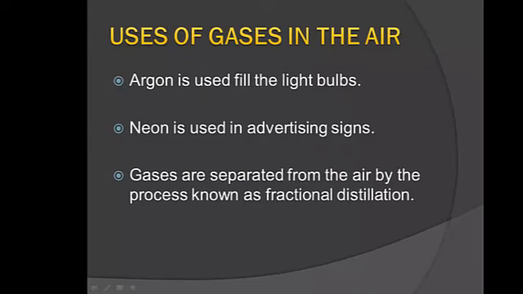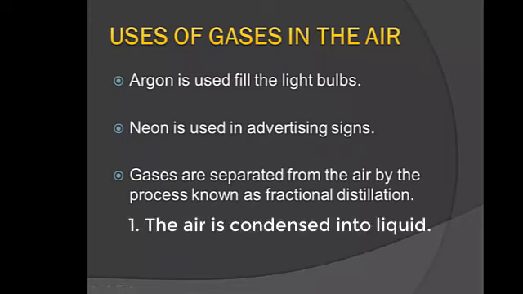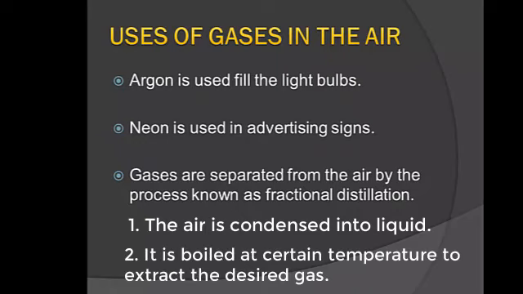Gases can be separated from the air by the process known as fractional distillation. It is a two-stage process. First, the air is condensed into liquid by cooling it down, then it is boiled at certain temperatures to extract the required gas.